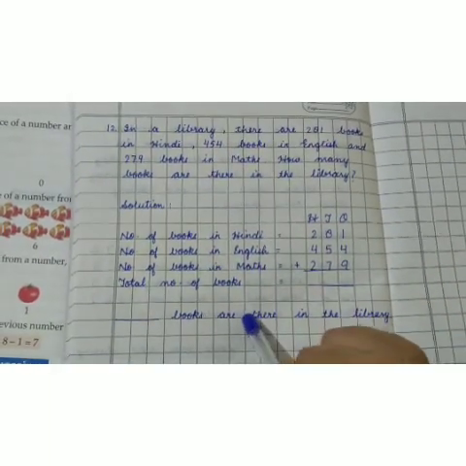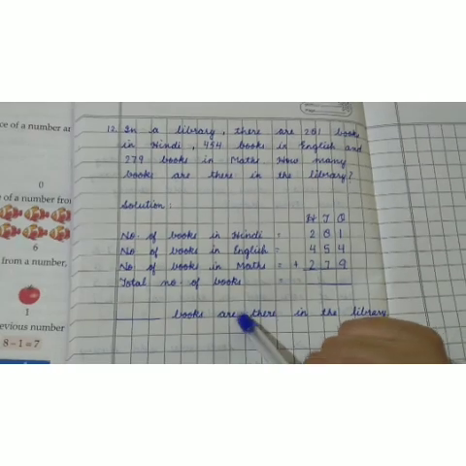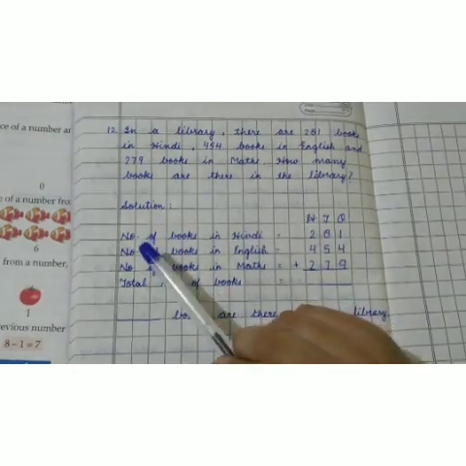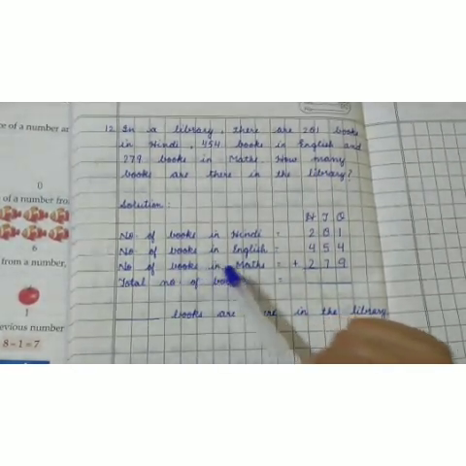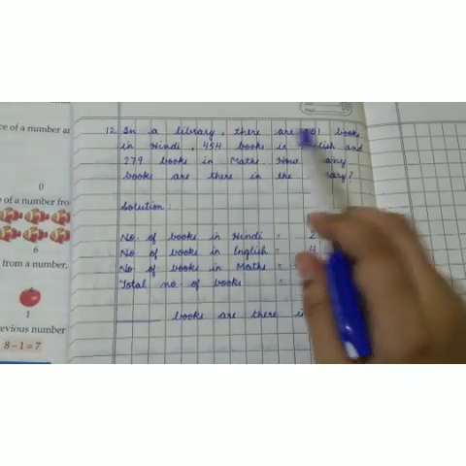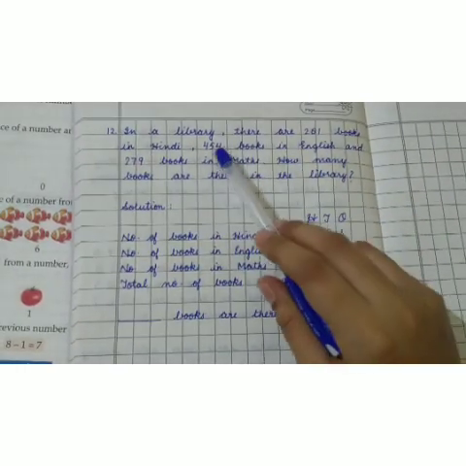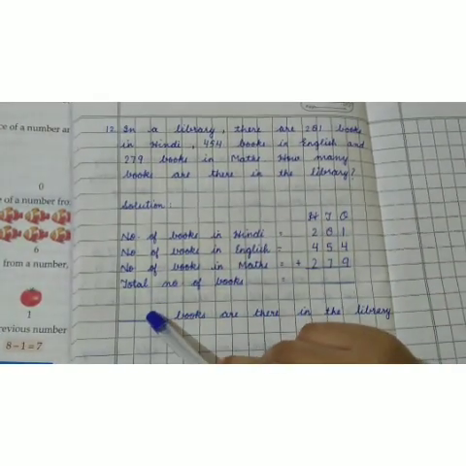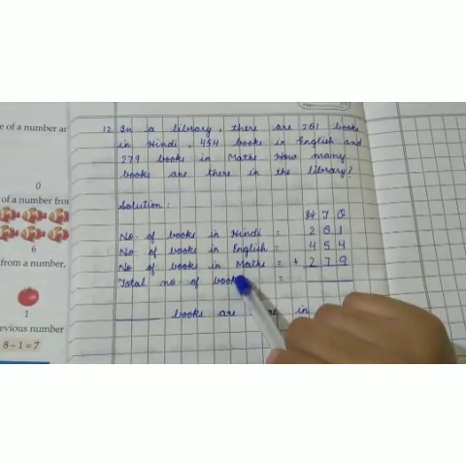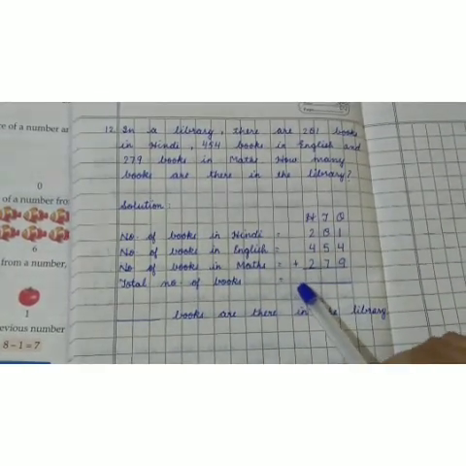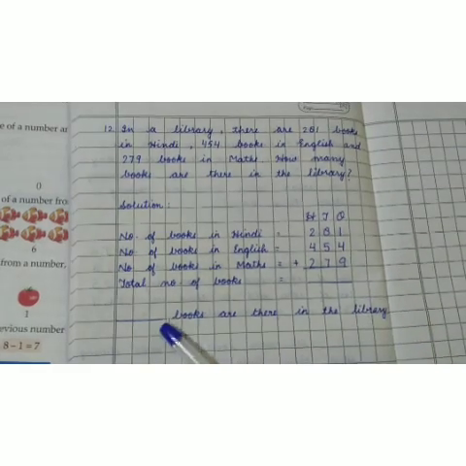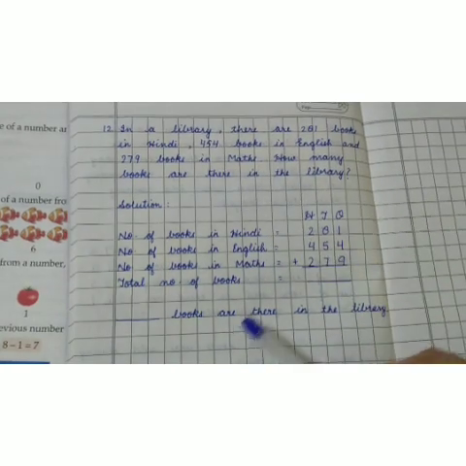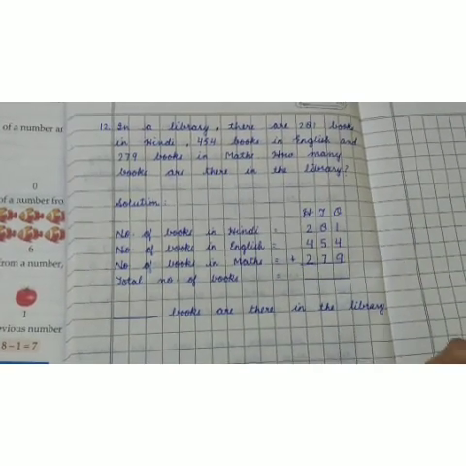You have been given number of books. So write down solution. Number of books in Hindi, number of books in English, and number of books in maths. Hindi books you have 281, English books you have 454, and maths books you have 279. And what you have to find out? Total number of books that you will get after adding these three. And for the final statement you have to write, instead of how many, dash books are there in the library. These three questions we have to do today in our maths notebook.